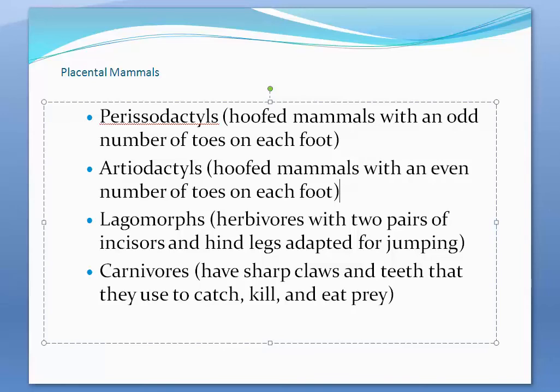So these would be things that look similar to mice and rodents. However, their back legs are adapted for jumping. And so then we have carnivores, which have sharp claws and teeth used to catch, kill, and eat prey. So one of the more famous examples there is the carnivores.